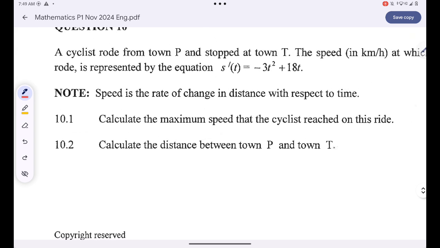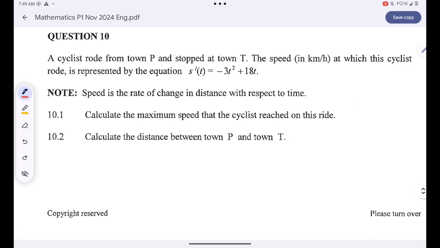A cyclist rode from town P and stopped at town T. The speed in kilometers per hour at which the cyclist rode is represented in this equation. This is speed. And they got this equation by deriving the distance equation. Are you together? Okay, but let's just answer these questions. The speed is the rate of change in distance with respect to time.